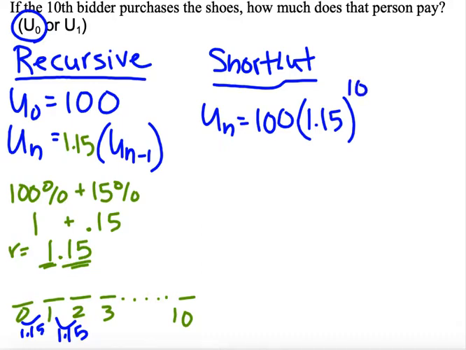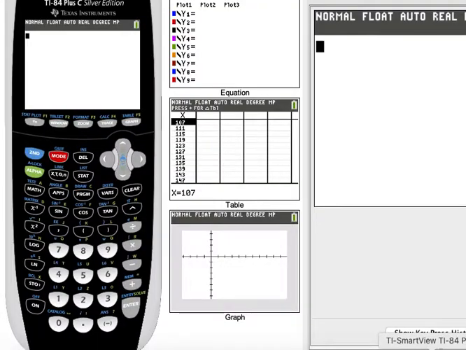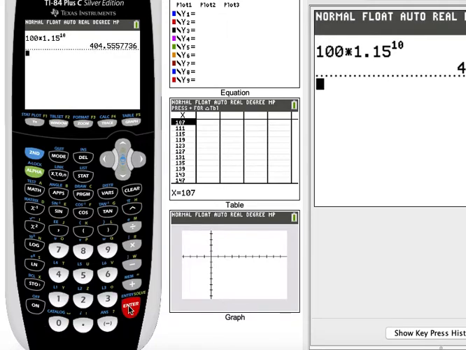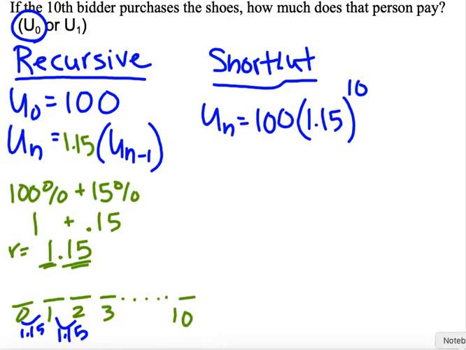All right? So here's where it's easier with your calculator to just simply punch in 100 times 1.15 raised to the 10th. And that gives us right around, since this is money, I would say $404, and let's round that to 56 cents because it's 0.555. With money you always want to round to the nearest hundredth or the nearest penny. So we have the answer, $404.56. Not bad if you buy a pair of shoes and you resell it right away. You made a nice little profit there.